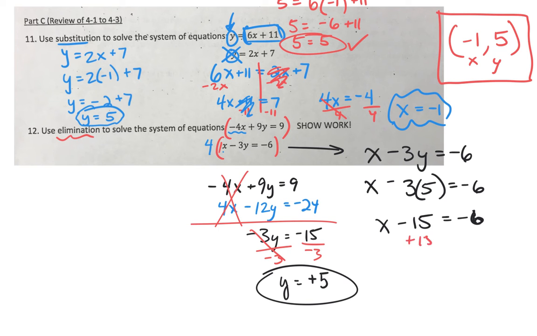All right, so add 15. And x is equal to negative 6 plus 15. Ooh, I think it's 9. So my solution should be 9 comma 5.